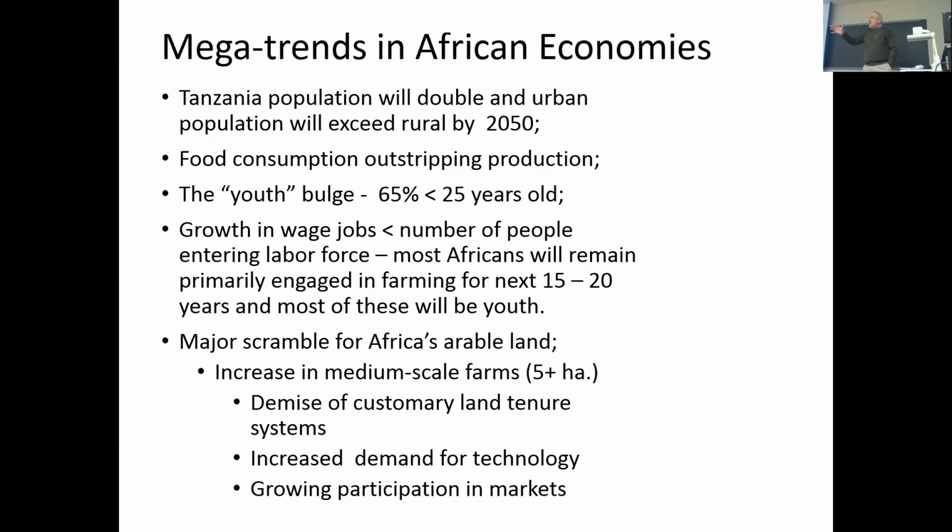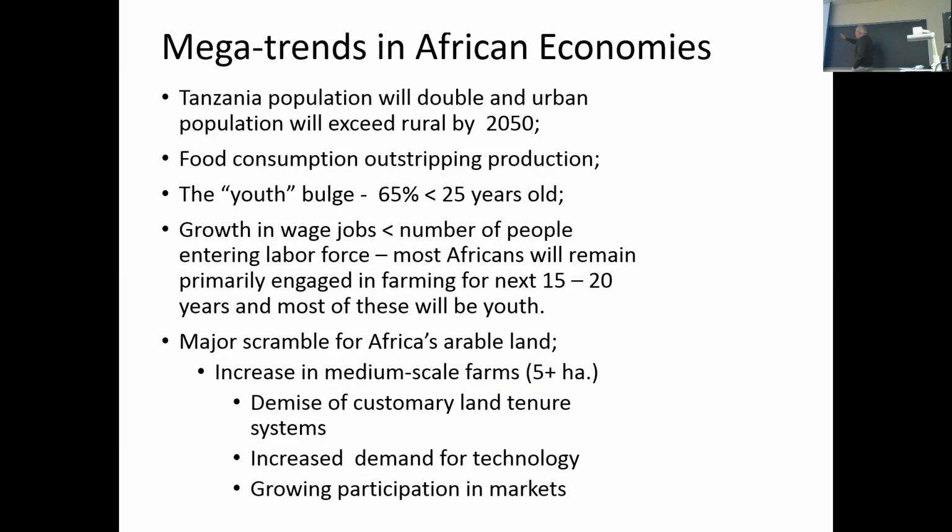Right now, Tanzania is always on the precipice of food security. Most years they're okay, but you get a droughty year in there, and they're food insecure and they're importing food. Now, by 2050, they're going to have more people in the urban area. Where is their food going to come from? Second, food consumption is outstripping production.